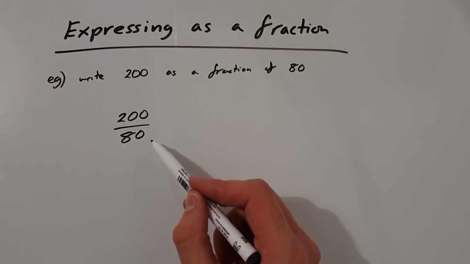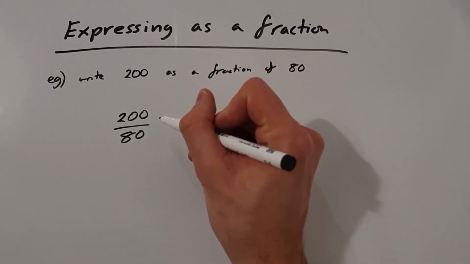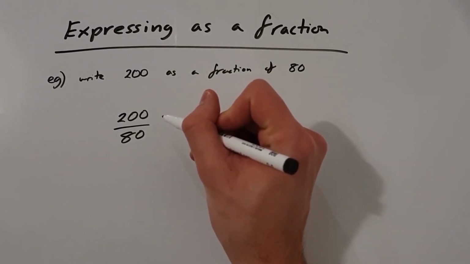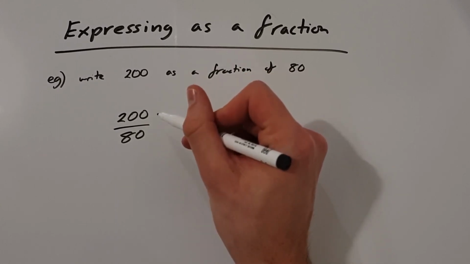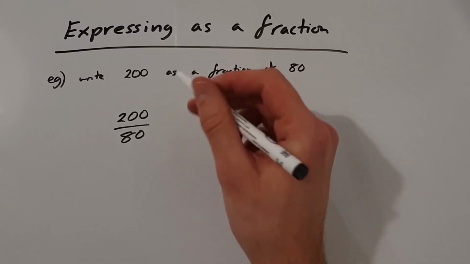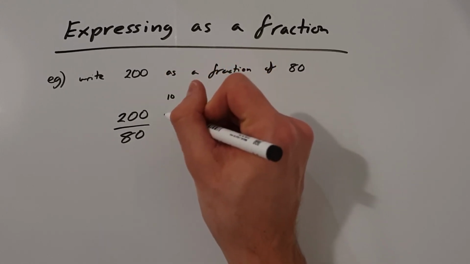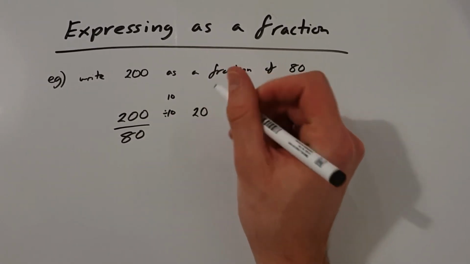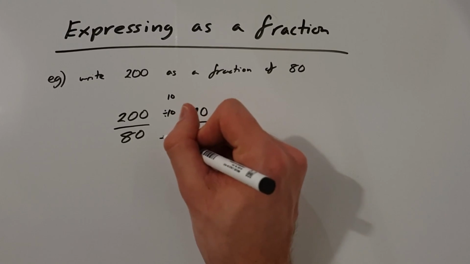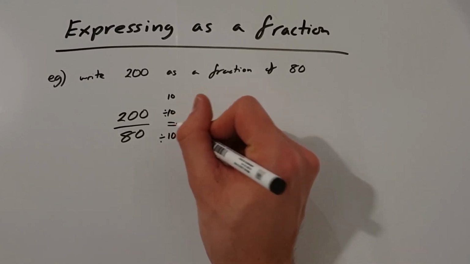So we could just leave it as 200 over 80, which is a perfectly valid fraction. However, we've already learned how to cancel fractions down, so that's exactly what we're going to do with this one. So remember, if we think back to the beginning of the video where we're cancelling down fractions, we look for a common factor between the numerator and the denominator. So straight away we can see they both end in a 0, so a common factor would be 10. So we divide the top by 10, 200 divided by 10 is 20, and divide the bottom by 10, 80 divided by 10 gives us 8.